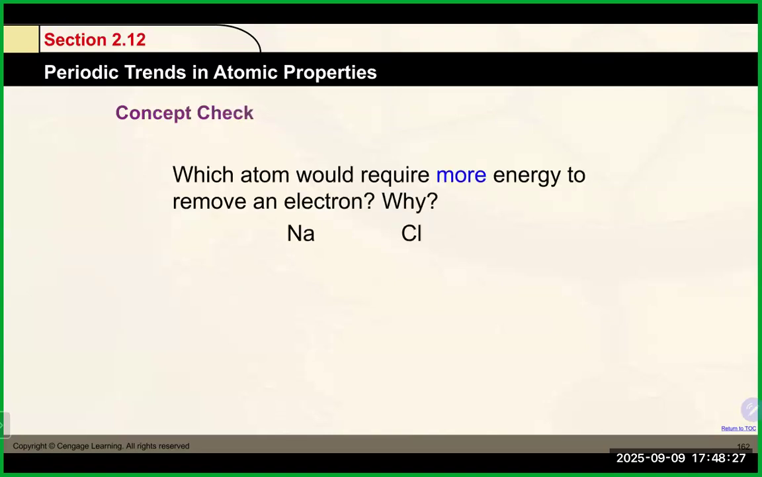All right, so which one would require more energy to remove an electron? Should it be sodium or chlorine? It should be chlorine, right? Chlorine and sodium are in the same period. We've got sodium here, chlorine over here, way to the right of sodium in the same period, which means it has a higher ionization energy. It also has a lot more protons. So again, those outer electrons are going to be closer to the nucleus to begin with than what we have with sodium, which only has 11 protons in that case.